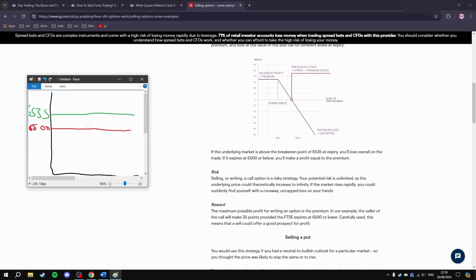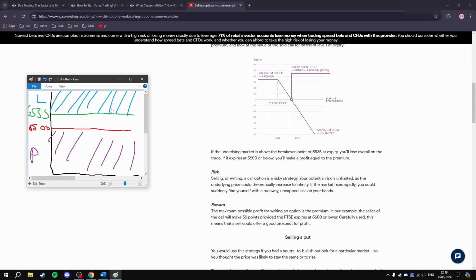So anything above the break-even point, oh, right. So anything above here is a loss. So that's L right here. And then anything at 6500, so anything below here, that's a profit. And this bit, I'm assuming, you still make a loss there because you won't be able to make enough to cover the premium which you have to pay.